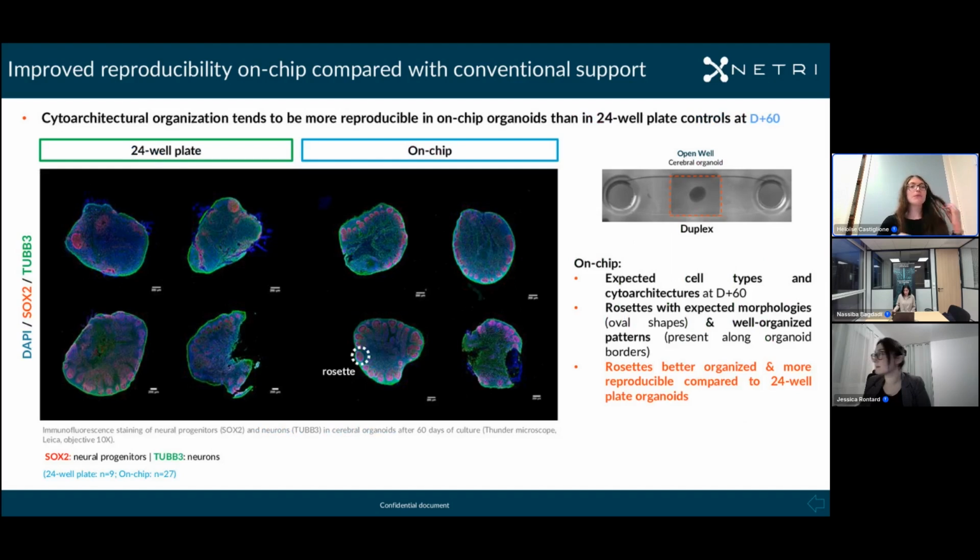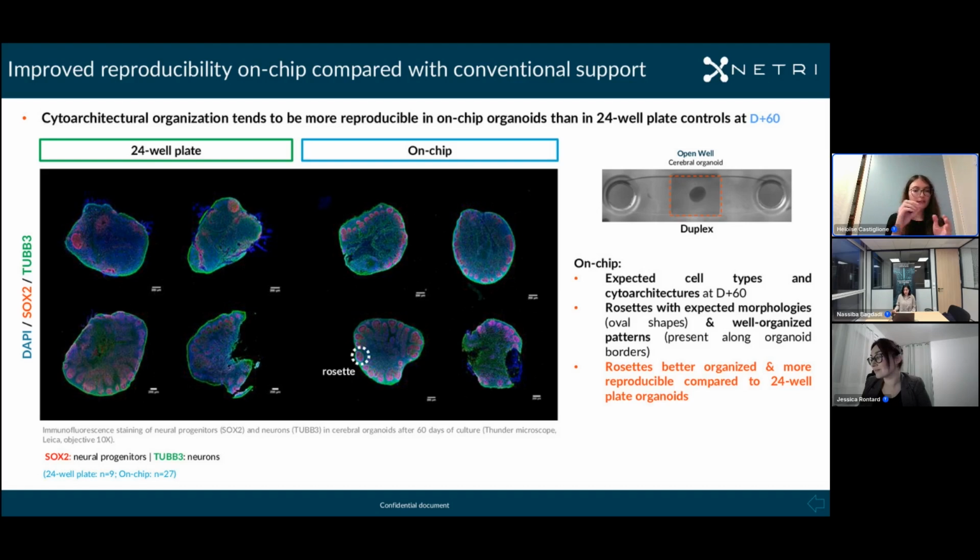And we have also demonstrated a tendency towards an improved reproducibility on chip of the cytoarchitectural organization after 60 days of culture. So on this immunofluorescence staining, we can observe that the on-chip organoids display the expected cell types and cytoarchitectures with the presence of neural progenitors in red that form rosettes, which are neurogenic areas modeling the neural tube.